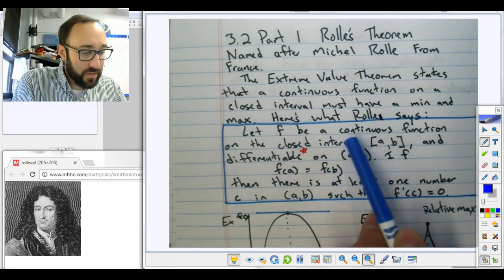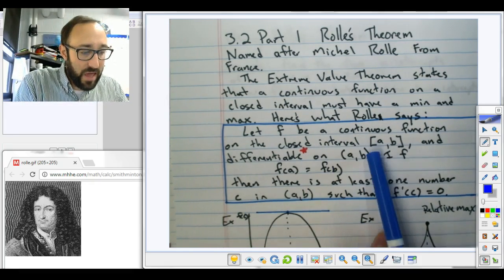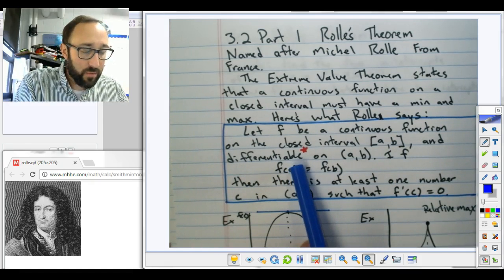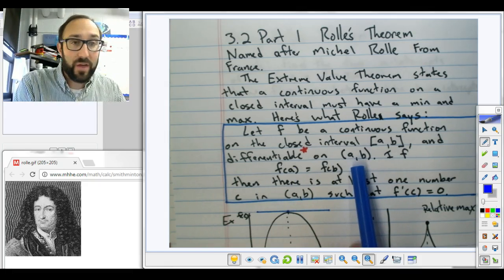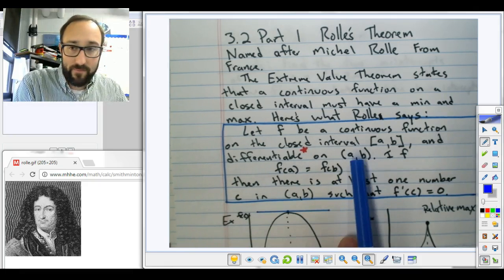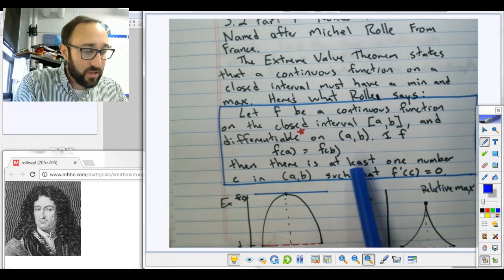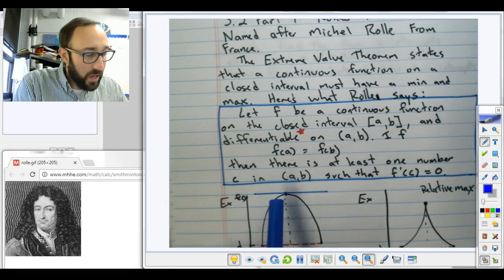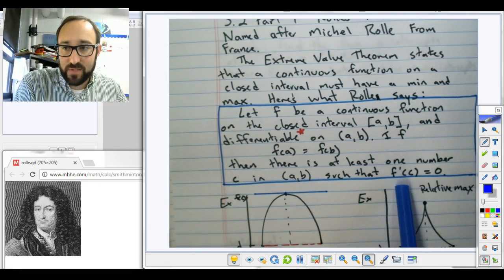Let f be a continuous function on the closed interval [a, b], and differentiable, which comes into play later, so it has to be differentiable on (a, b) as well. So you have to be able to find the derivative the whole way. If f(a) equals f(b), so the y values are the same for both of them, then there's at least one number c in (a, b) such that f'(c) equals 0.